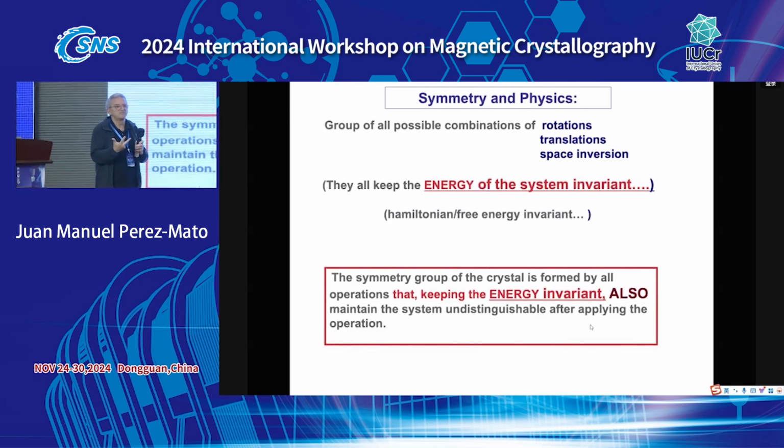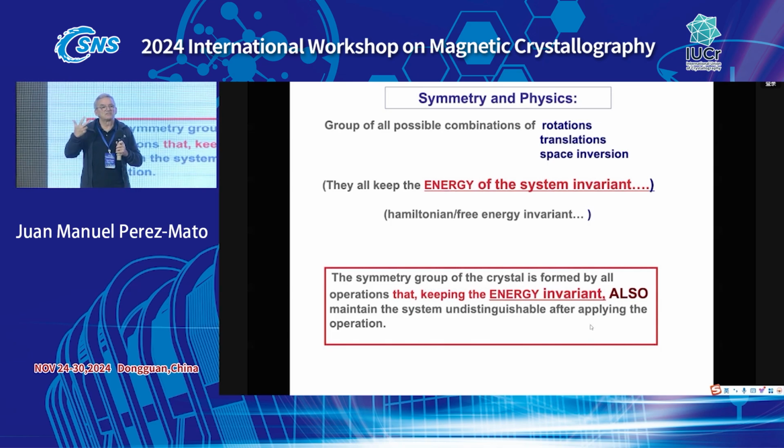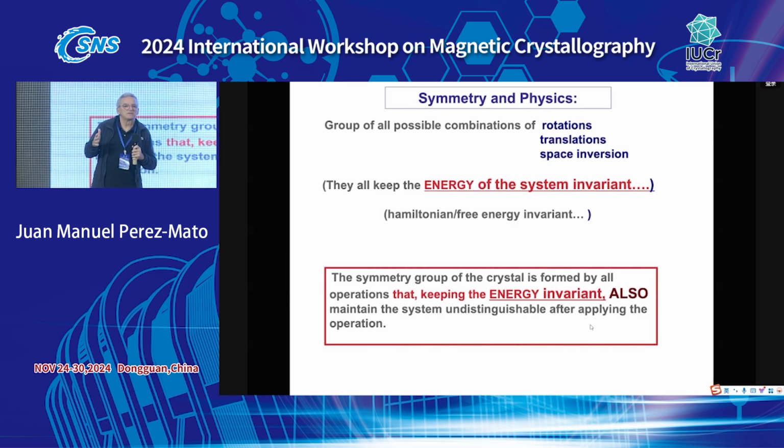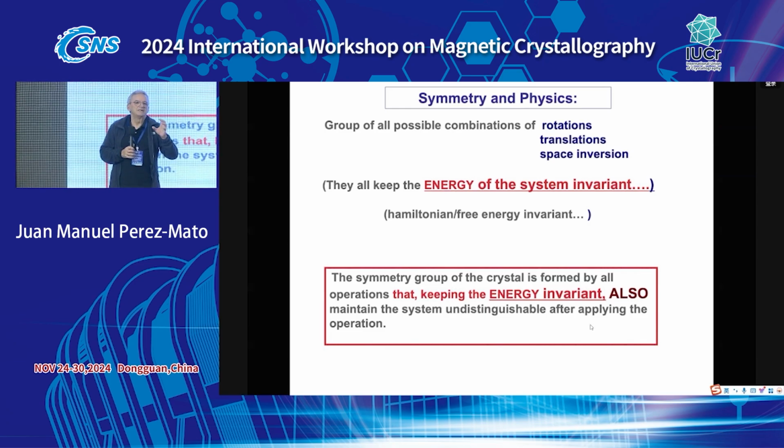Translations, rotations, space inversion keep the energy invariant of any system. It does not require that they keep it indistinguishable, and then it does not belong to the symmetry group of your crystal. But the set of operations that we call the symmetry group of my system is a subgroup, a subset of the operations that keep the energy invariant. And this is very important because this is what ensures that this symmetry group is kept within the whole phase. And if it is broken, it means a phase transition.